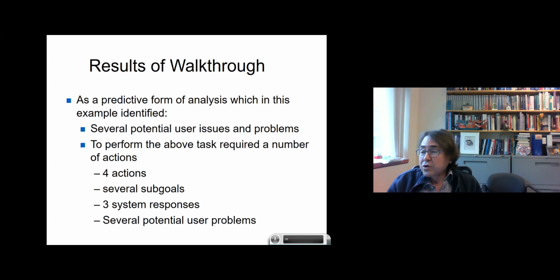The results of the walkthrough, we can call this a predictive form of analysis because we're predicting things we're not observing. But we were able to come up with counts: number of actions, sub-goals, how many system responses, and how many potential user problems. I will say in doing this, you can never really know for sure, so we do this in conjunction with the methods I'll talk about next week, where we actually record the users. But these are quick and dirty ways to analyze a system if you're a good analyst. Either before, I would say not in replacement of, but before doing the actual user studies.